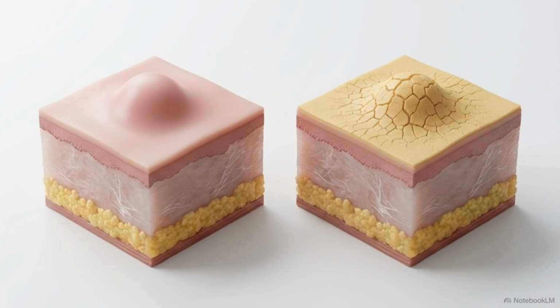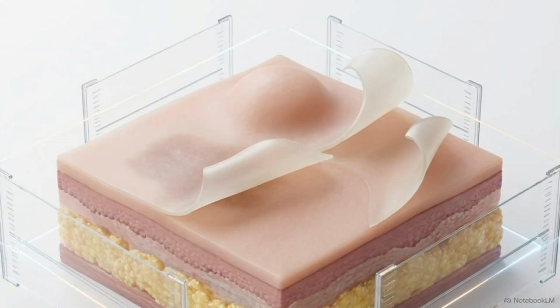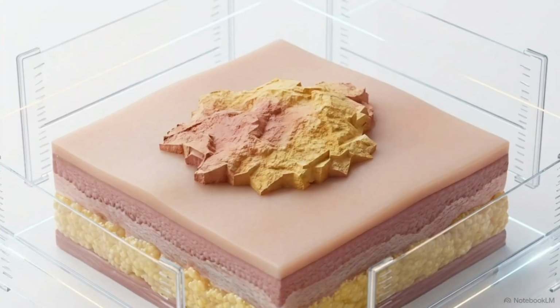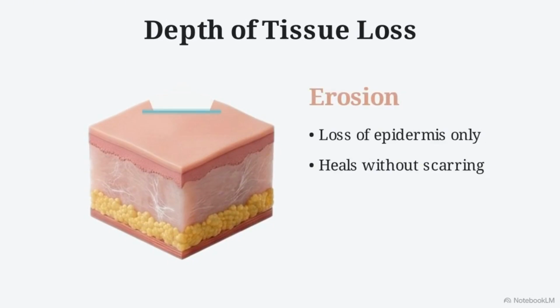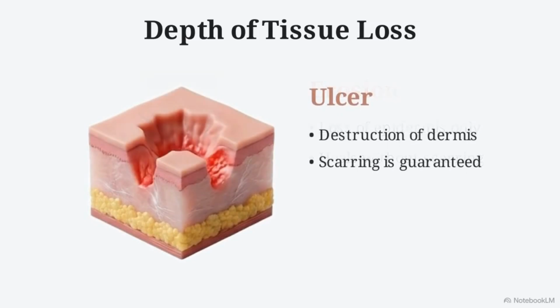Skin diseases evolve over time, requiring us to identify secondary features. Secondary lesions are evolutionary markers. A scale is a flake arising from the horny layer, while a crust is composed of dried blood or tissue fluid. Recognizing the depth of tissue loss is equally critical. An erosion represents the loss of the epidermis alone and heals without scarring. An ulcer involves the destruction of the underlying dermis, guaranteeing a scar.